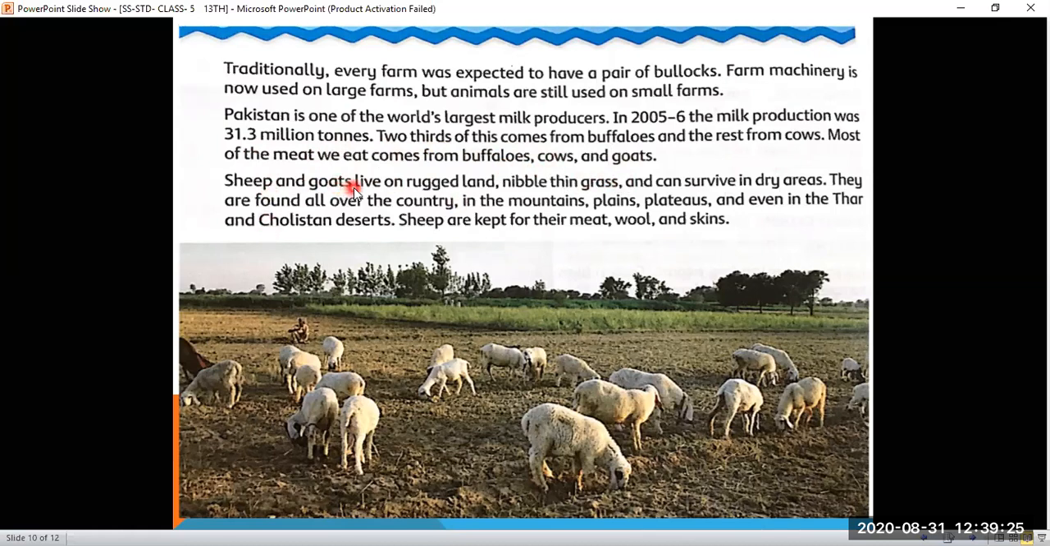Sheep and goats live on rugged land, nibble thin grass, and can survive in dry areas. They are found all over the country in the mountains, plains, plateaus, and even in the Thar and Cholistan deserts. Sheep are kept for their meat, wool, and skins.